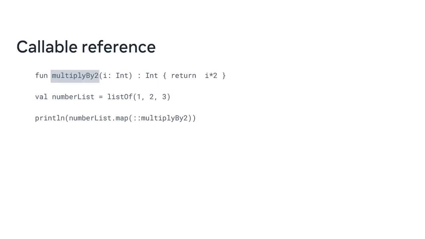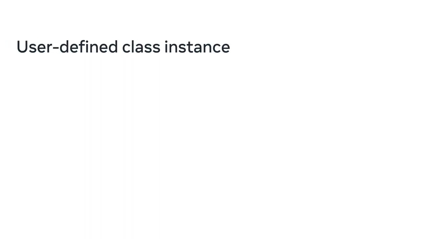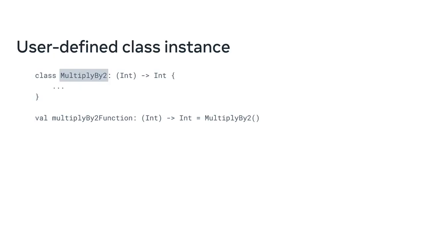For example, let's say you define a function multiplyBy2 that takes in an int and returns an int by multiplying the argument value by 2. For a given list of numbers that you wish to print after multiplying all the elements by 2, you can acquire a function type instance for the function multiplyBy2 as ::multiplyBy2. Alternatively, you can use an instance of a user-defined class that implements a function type as an interface. For example, you can have a class MultiplyBy2 that implements an interface with the function type (Int) -> Int. You can then store the instance of the class as a variable.